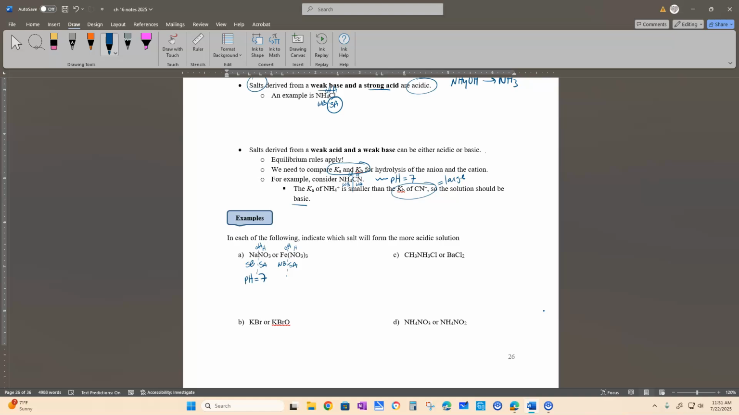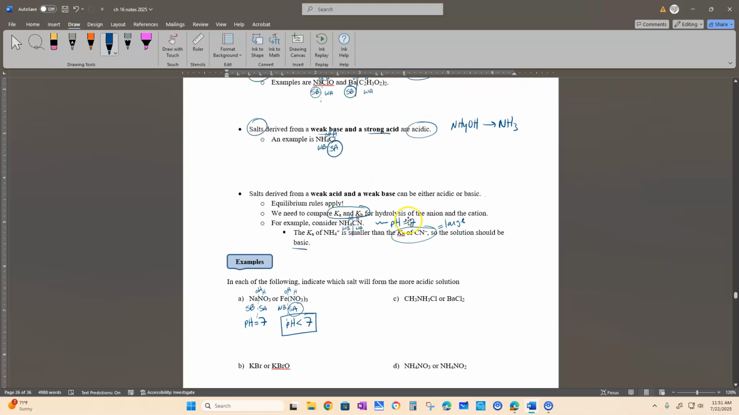Nobody's dominating. But in the other salt, this strong acid is dominating, so that means this pH is going to be less than 7. So indicate which salt will form the more acidic solution. Well, this second salt will, because the pH is going to be less than 7. Okay? So you try B, C, and D, and let me know what you get.